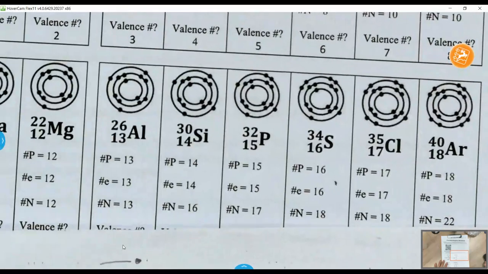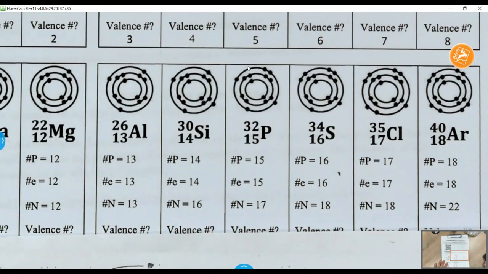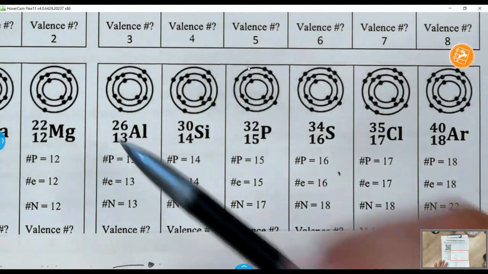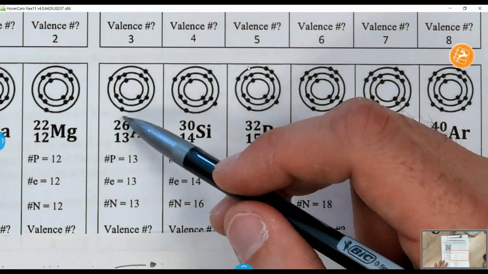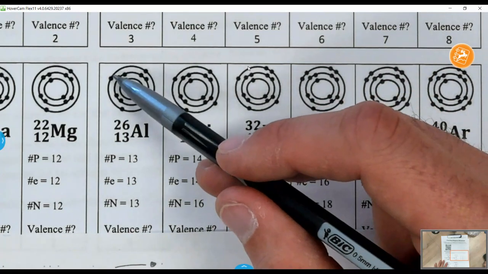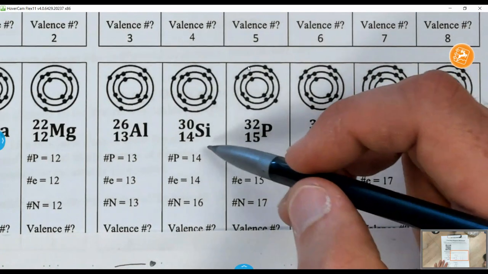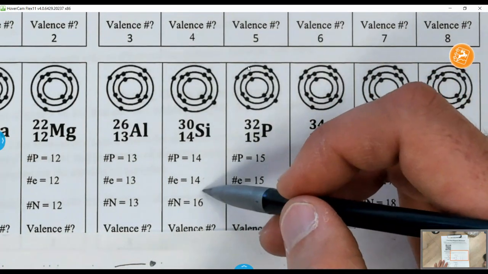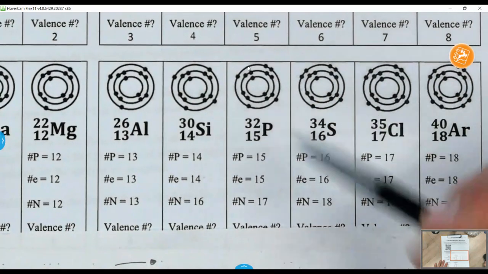All right, so this is what it should look like. Mg should have been 12 protons, 12 electrons, 12 neutrons. And when we draw it in, now we should only have 2 valence electrons. Aluminum, 13, 13, and 13. So 1, 2, 3, 4, 5, 6, 7, 8, 9, 10, 11, 12, 13. Silicon should be 14, 14, and then 16, because 30 minus 14 is giving us 16 neutrons.